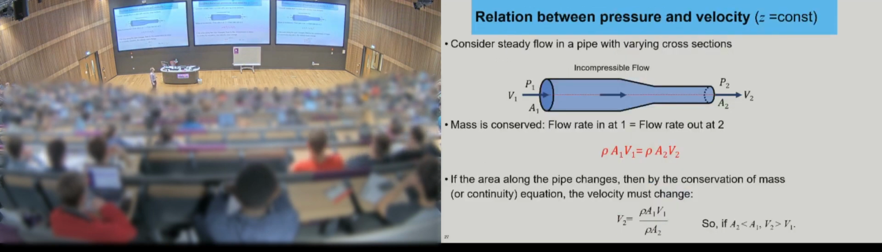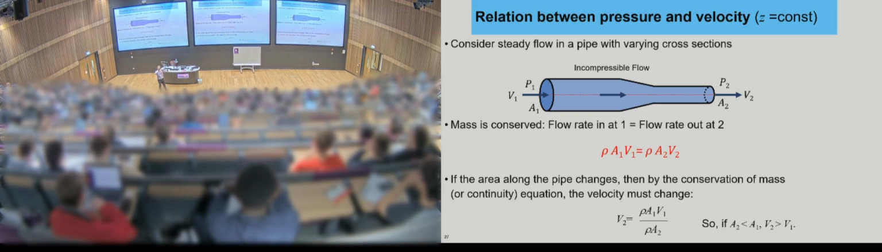All right, so the final thing we're going to think about now is the relationship between pressure and velocity. That's where we started off right at the beginning of the lecture. I'm going to consider what happens to flow in a pipe as the cross-section of that pipe changes. At the beginning of the pipe, I've got pressure P1, area A1, velocity V1, but at the end of the pipe, it's a bit smaller, with area A2, velocity V2, and pressure P2.